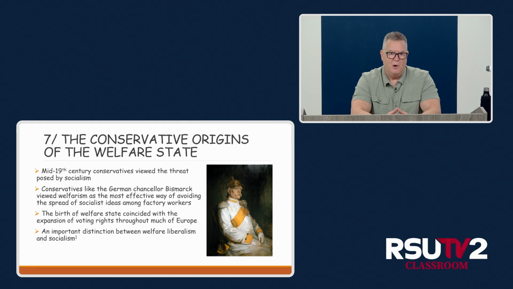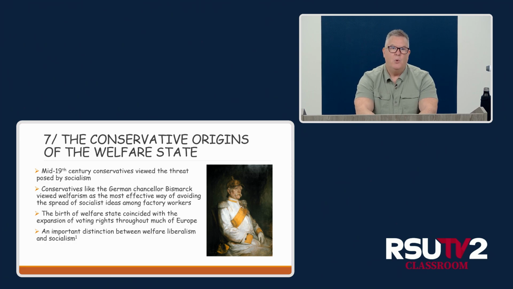To people like Bismarck, the greatest threat to the German state was socialism, which we'll discuss more in a couple of presentations. Bismarck viewed welfare as a way of weaning German factory workers away from socialists like Karl Marx. So the birth of the welfare state coincided also with the expansion of voting rights throughout much of Europe.